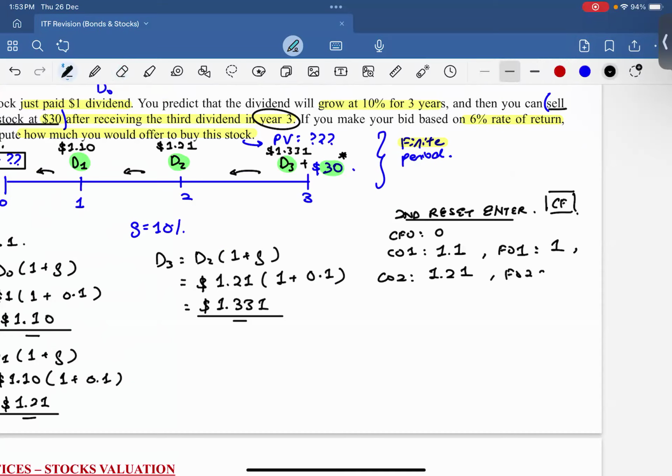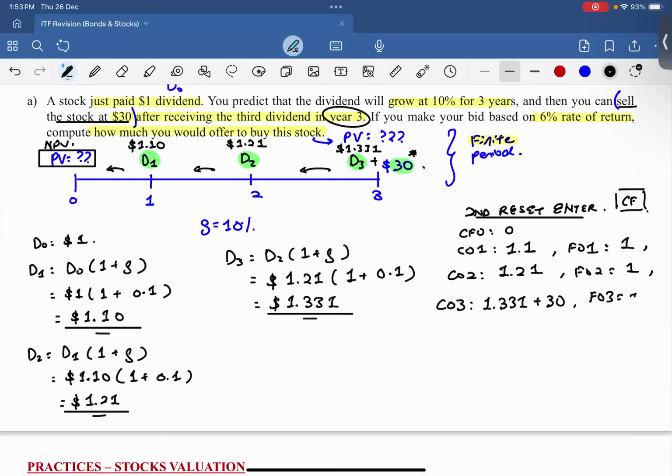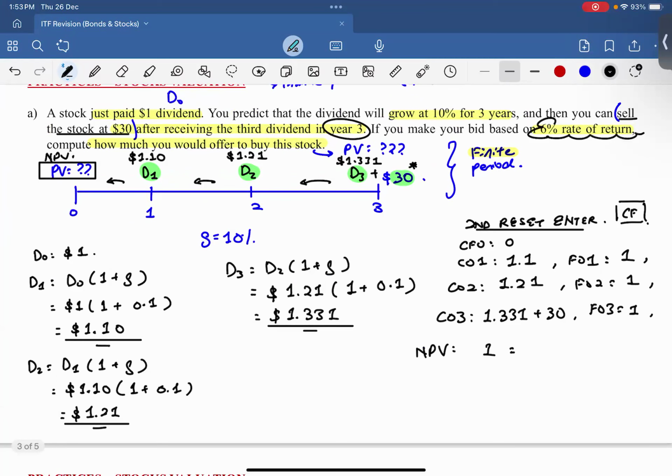How many times do you receive this? Also 1. C03, you must add it up: 1.331 plus 30, because you also receive $30 when you sell off the stock. F03 is also 1, the frequency of receiving the cash flow. Then press NPV. I is how much? Your rate of return is 6%, the return that you're expecting. So enter 6, press compute, and you get the answer.